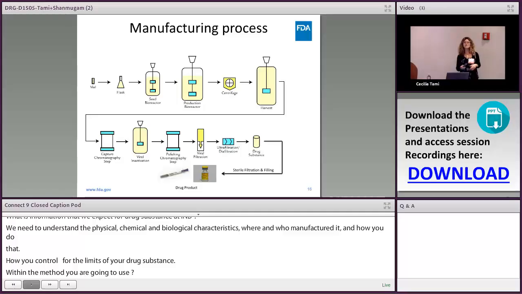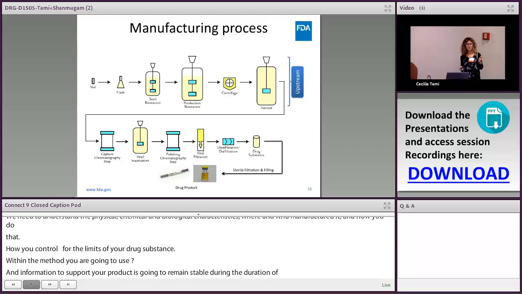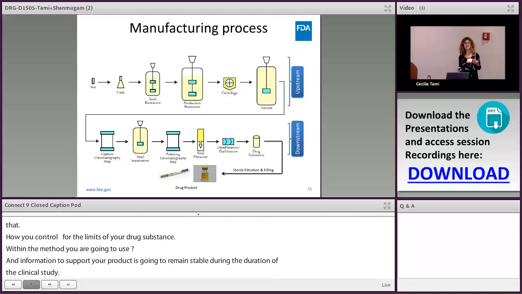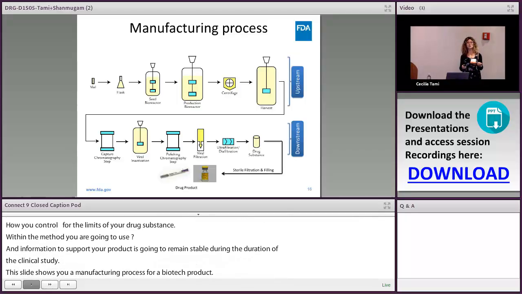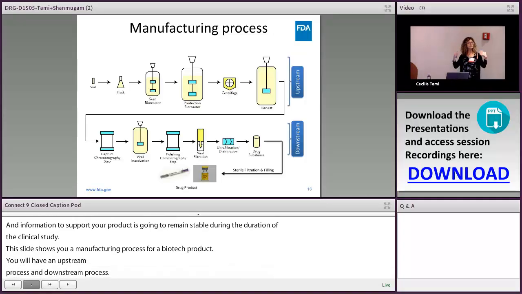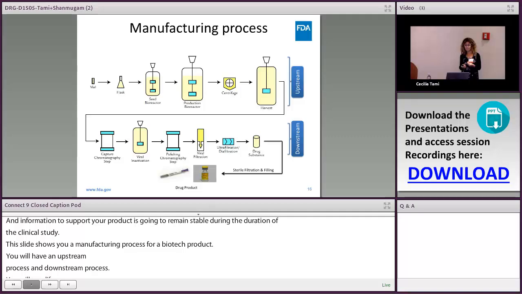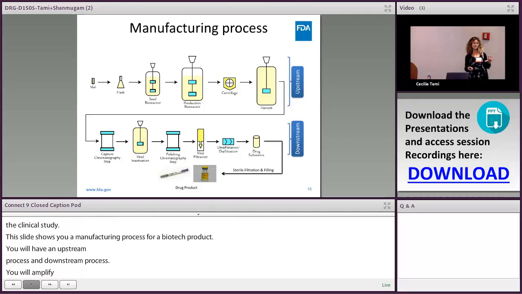This slide shows you a typical manufacturing process, mostly for a biotech product. You will have an upstream process and a downstream process. During the upstream process, you will start with your cell bank, in the case of products that are manufactured through living cells. And then you're going to amplify those cells until you get to an amount of cells that are able to provide you with the amount of product that you want to produce. So that is part of the upstream process.